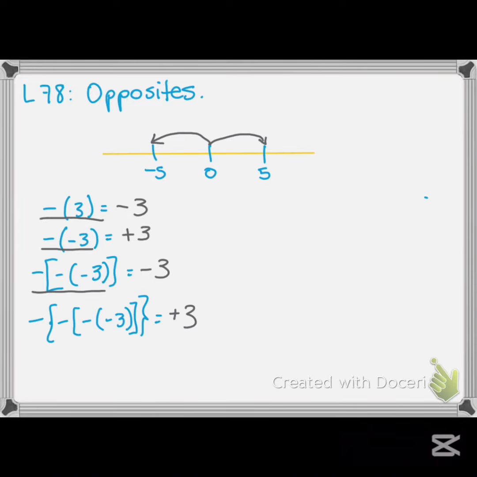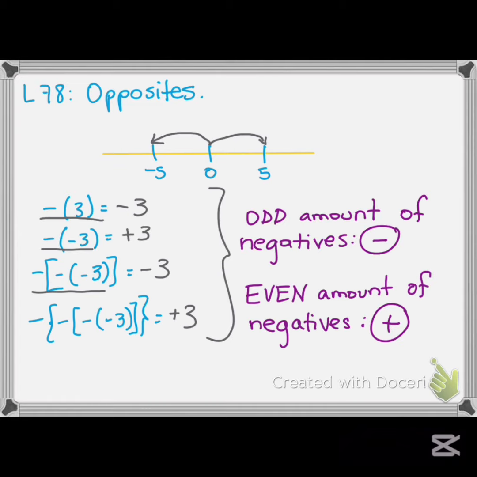Now, from here, we can get a rule, a nice thing to remember so that we do these exercises really easily. So the rule is that if you count how many negatives there are in an expression and there is an odd amount of negatives, then the answer is going to be negative. But if you count and there is an even amount of negatives, the answer is going to be positive. Now notice, I'm saying just count the number of negatives. The positives don't matter at all.